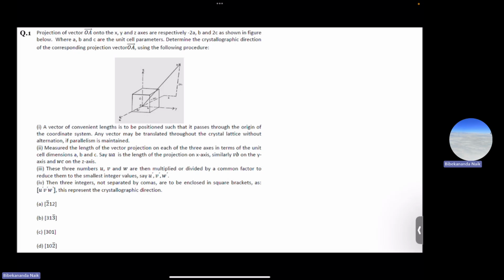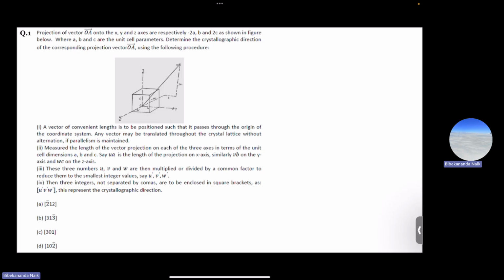So this question is based on determining the crystallographic direction. One thing you should keep in mind: crystallographic direction is not Miller indices. Miller indices are different.